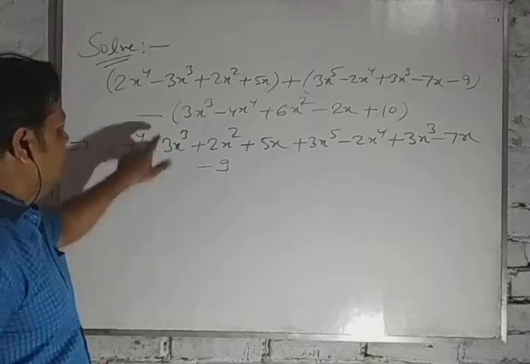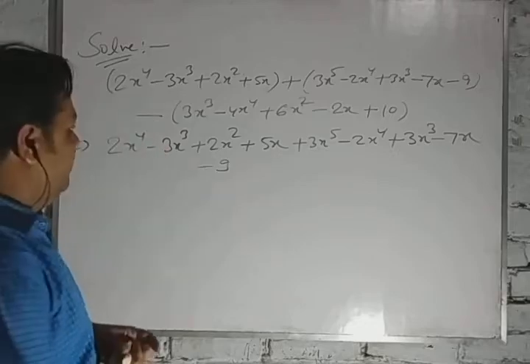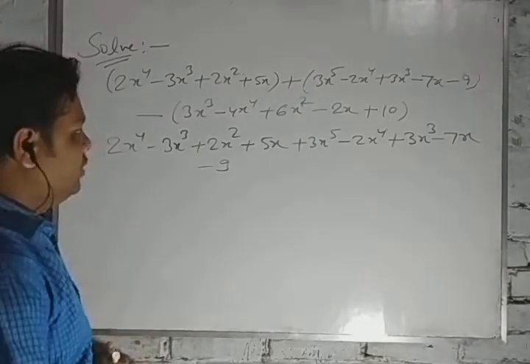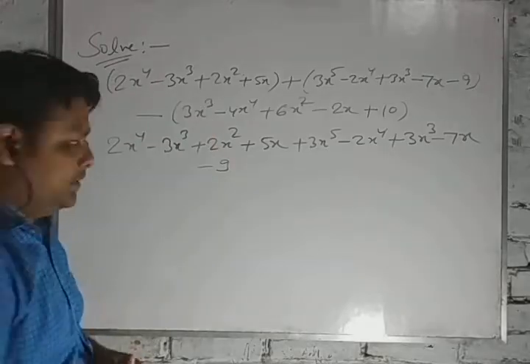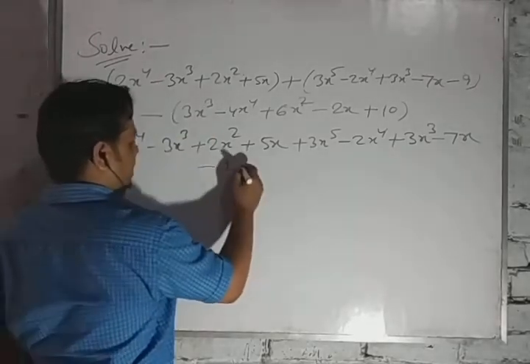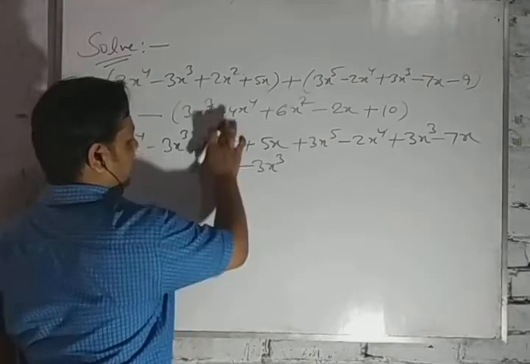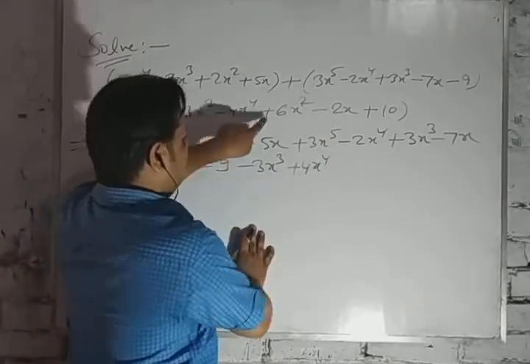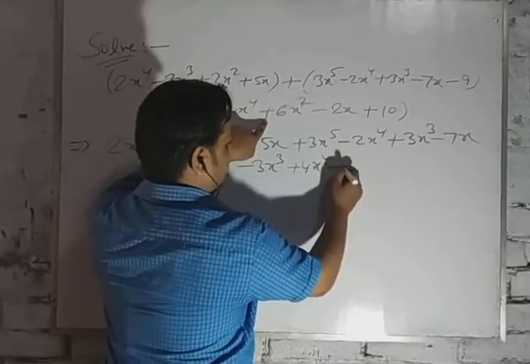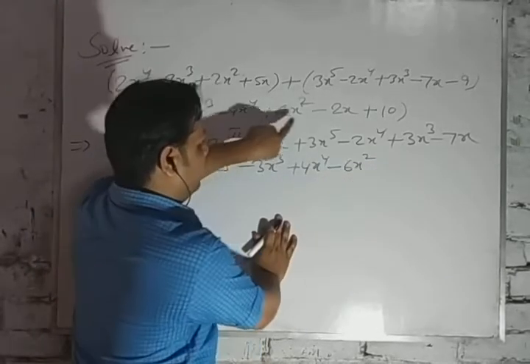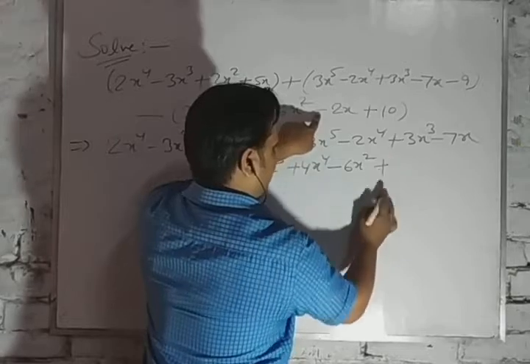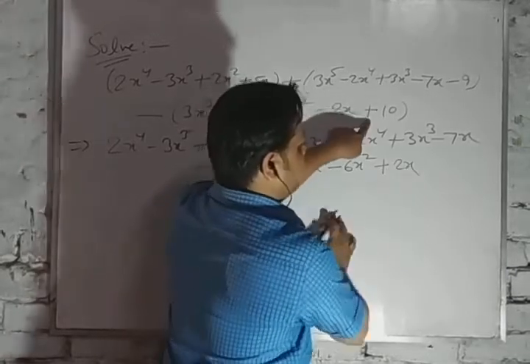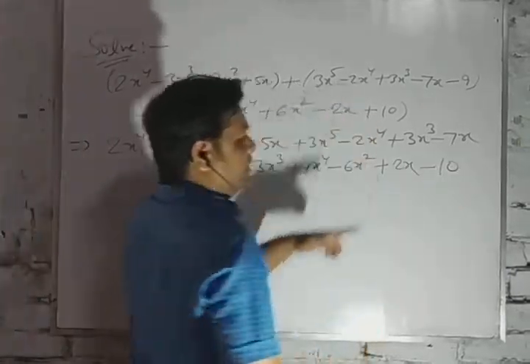Okay. Now the last expression. Here you can see there is a negative sign, so we will change the sign of each term of the third expression. Here plus, then it is written minus 3x cube, so we will write minus 3x cube. Here minus, then we will write plus 4x to the power 4. Here it is plus, then we will write minus 6x square. Now here minus, then we will write plus 2x. Now here plus, then we will write minus 10.